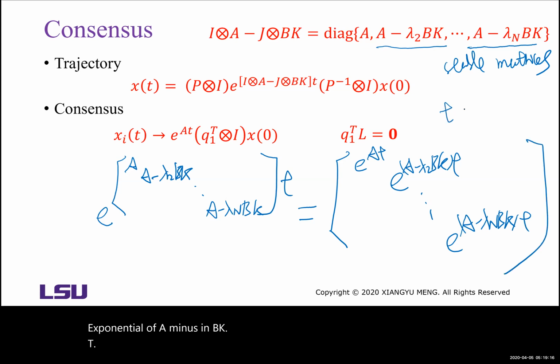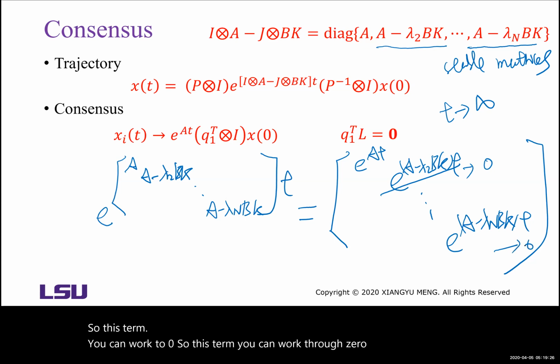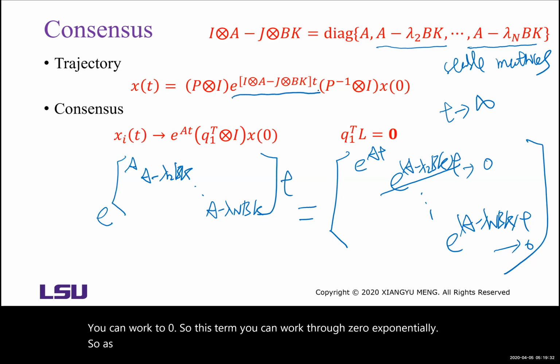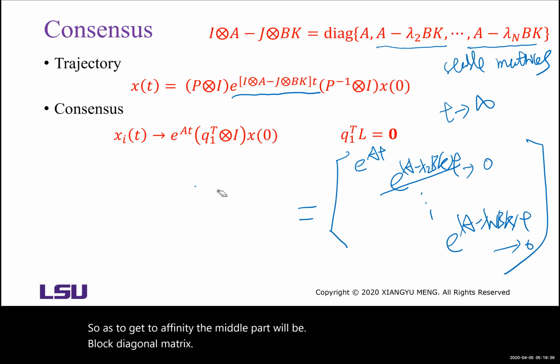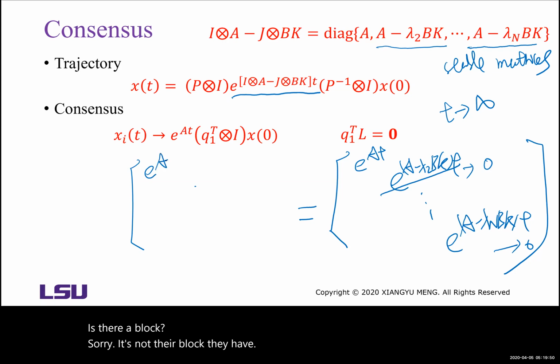As t goes to infinity, this term will converge to 0. So this term will converge to 0 exponentially. So as t goes to infinity, the middle part will be a block diagonal matrix. We have exponential At, then 0 block.